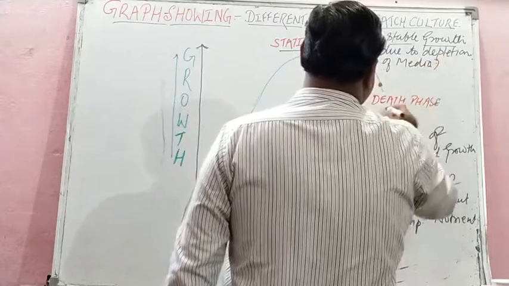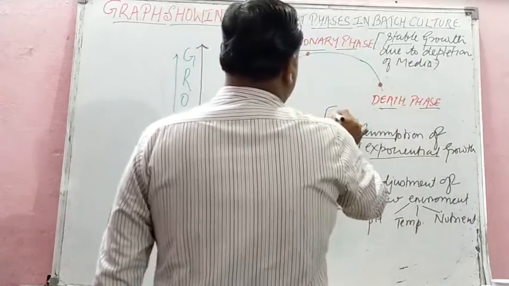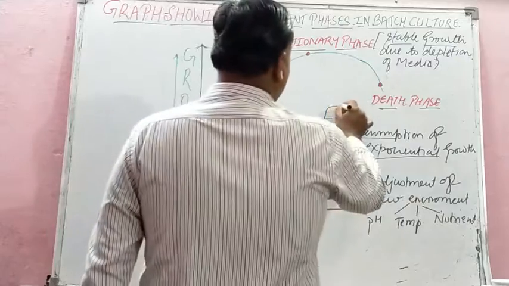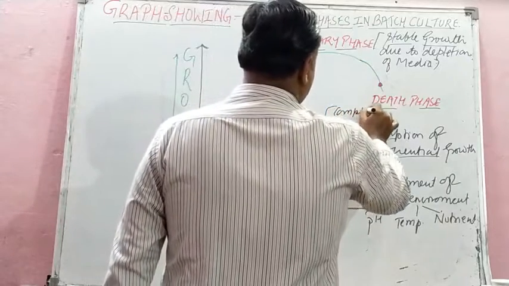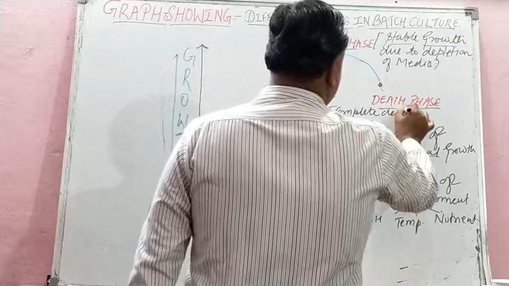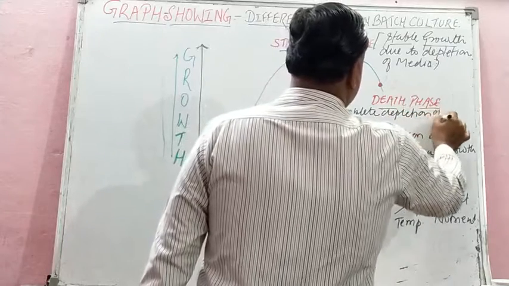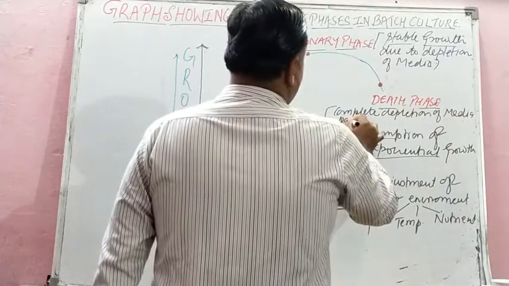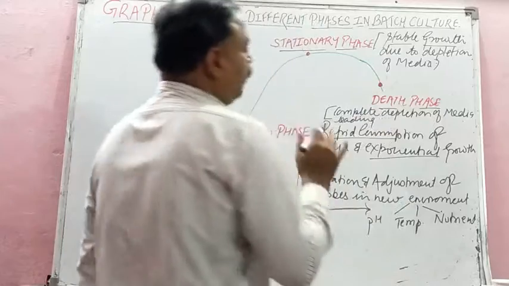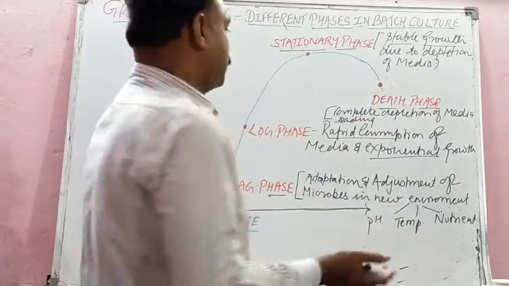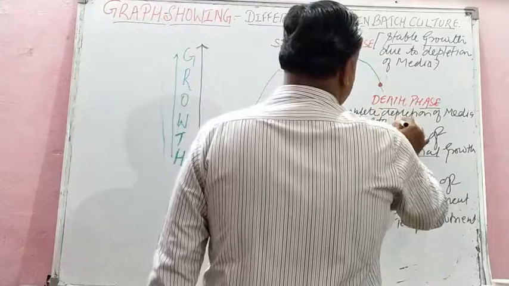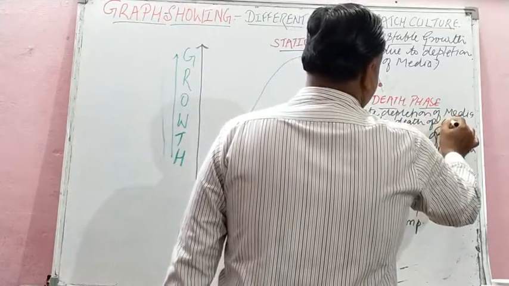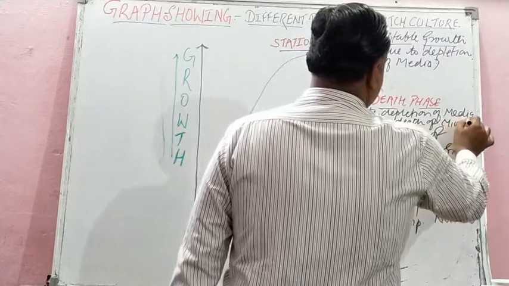And the last is death phase. Here there is complete depletion of the media leading to the death of microbes, or leading to the cessation of all the metabolic activities in the microbes, and that leads to death of the culture, or you can say microbes.